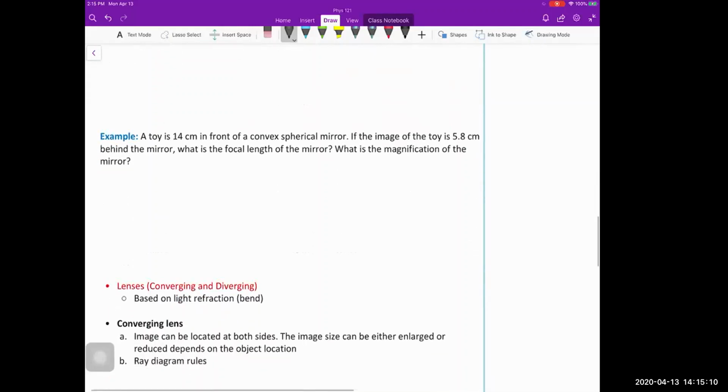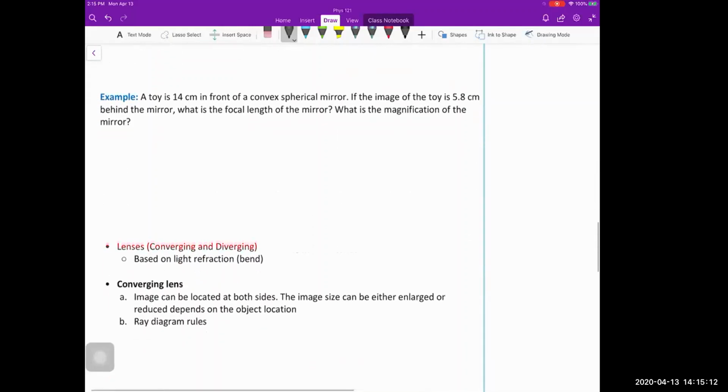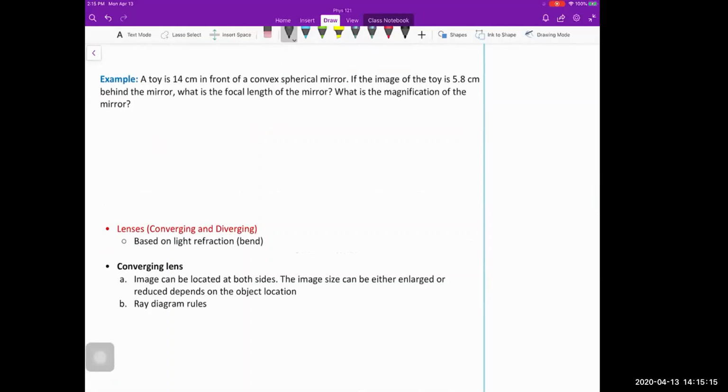Okay, there is one example. I don't have time to go through this example, but you can try it. When you do this convex mirror, just quickly write down all the information that you have. Here you have the object location, dO, which is a positive 14. It tells you the image is 5.8 behind the mirror, so di is negative 5.8 centimeters. And we want to find the focal length. So how do you find the focal length?